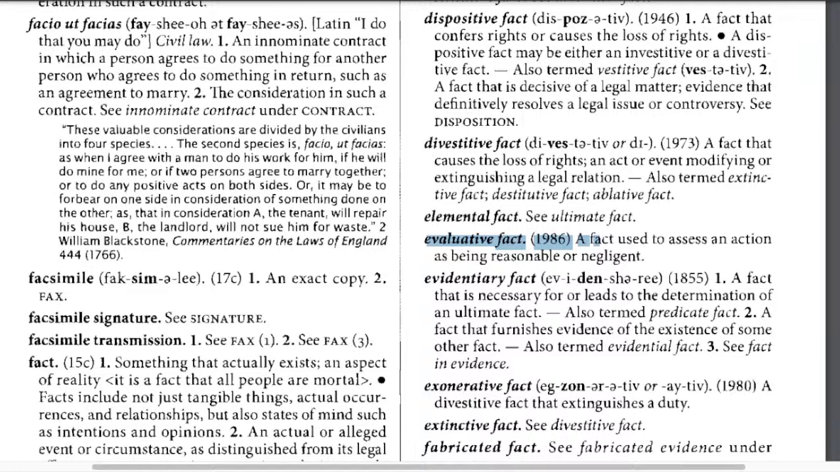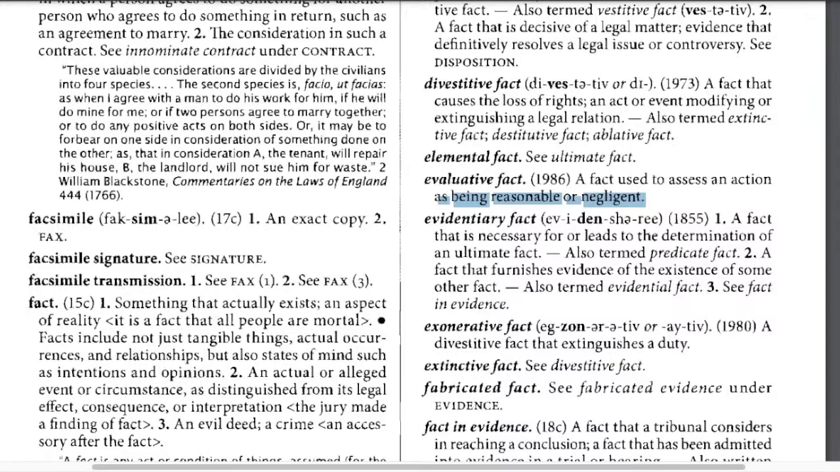Evaluative fact, 1986. A fact used to assess an action as being reasonable or negligent. Beautiful. All right, I want everyone to take note of this one. An evaluative fact, to evaluate, to test the value, the valor. How valuable is the act being used, the action? So an evaluative fact is a fact used to assess, to grade, to give an objective measure to the value of an action as being on the scale of reasonable to negligent. The evaluative fact gives us a number on a scale. How much percentage negligence? So do you see how these all come together like this, where the law meets a way?